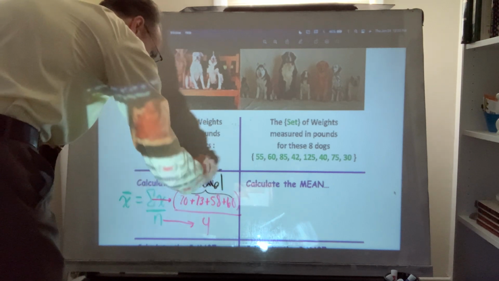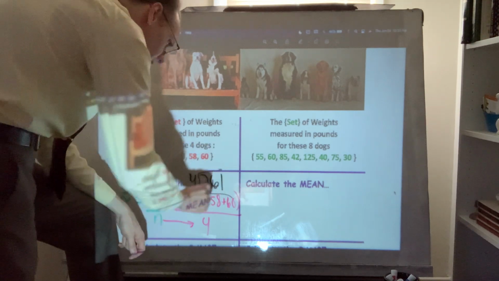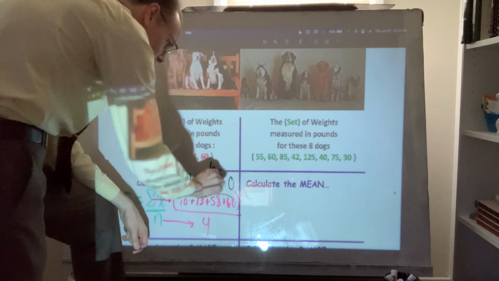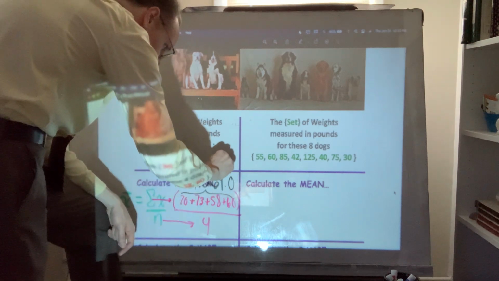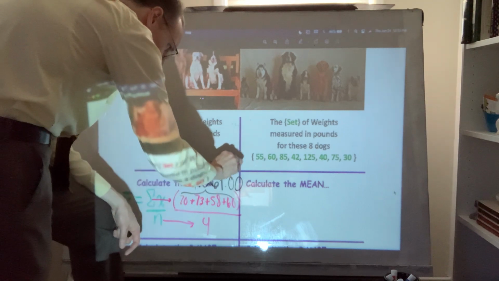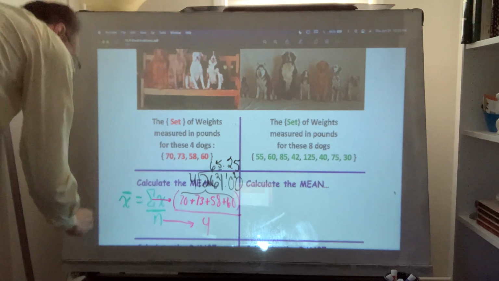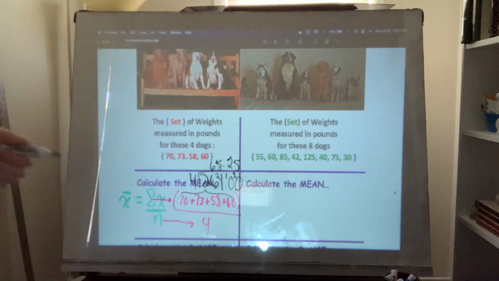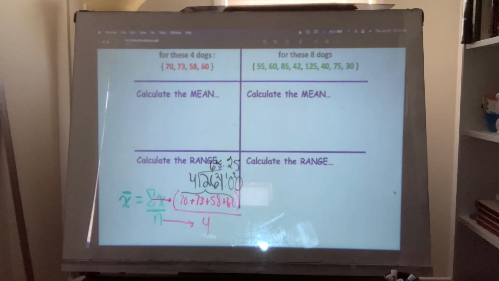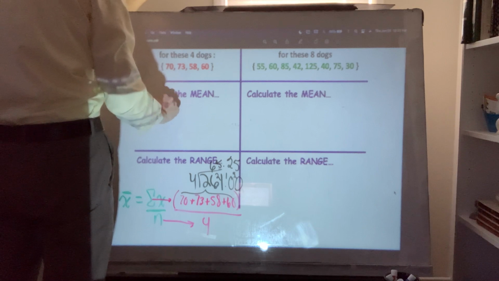Divide by 4. 4 goes into 26 roughly 6 times, with 2 left over. Goes into 21 roughly 5 times, with 1 left over. Goes into 10 roughly twice, with 2 left over. So 65.25. I'm going to move this up now, and I'll just write the value here. The average is 65.25.